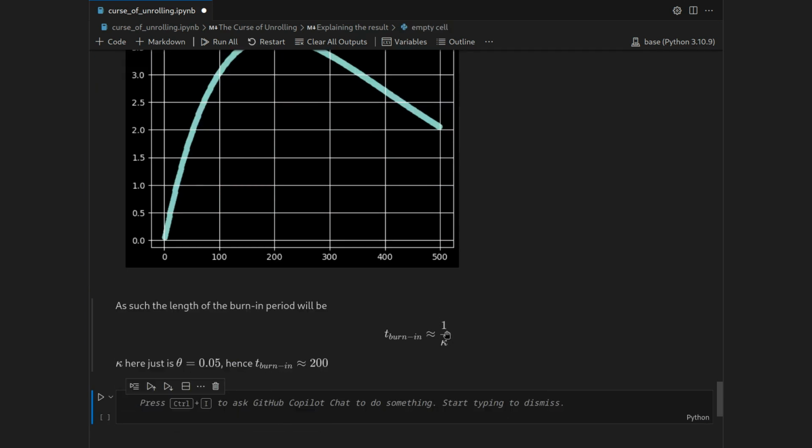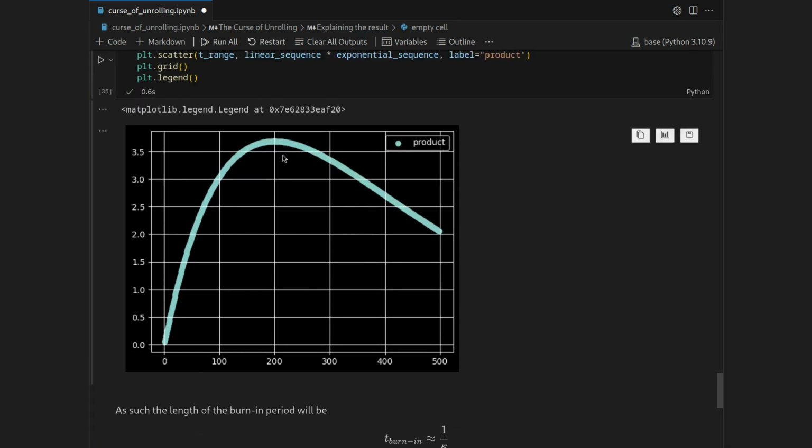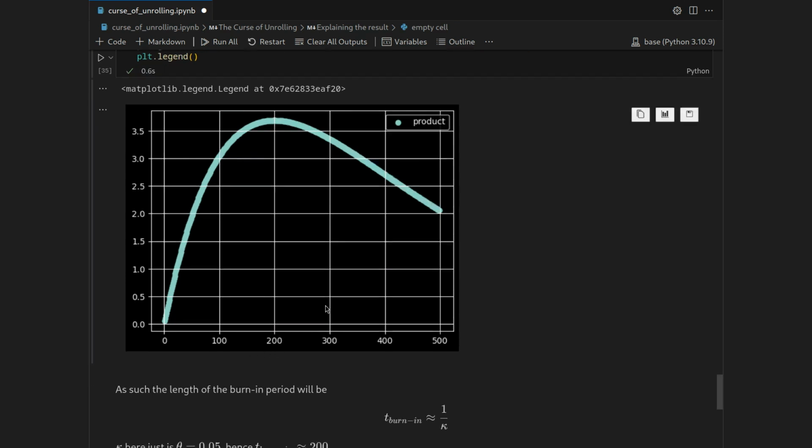And let me paste in another explanation block. And we see that this burn-in phase, that's also how they call it in the paper, is proportional to 1 over kappa, and kappa is the conditioning of the optimization problem, which is just defined here by theta to be 0.05, and inverting that is 200. So we get the inflection at the 200th iteration. And of course there is way more to the curse of unrolling.